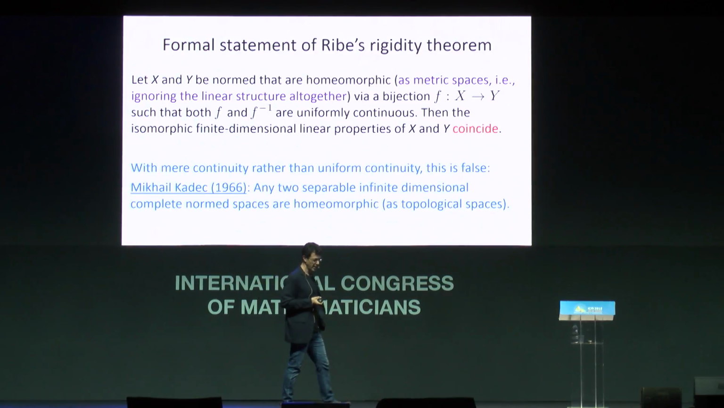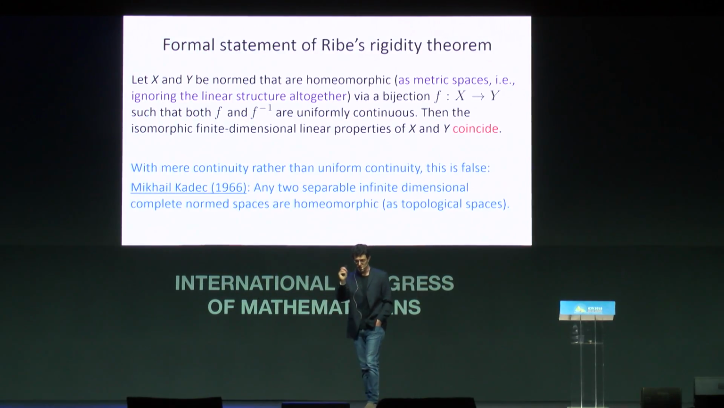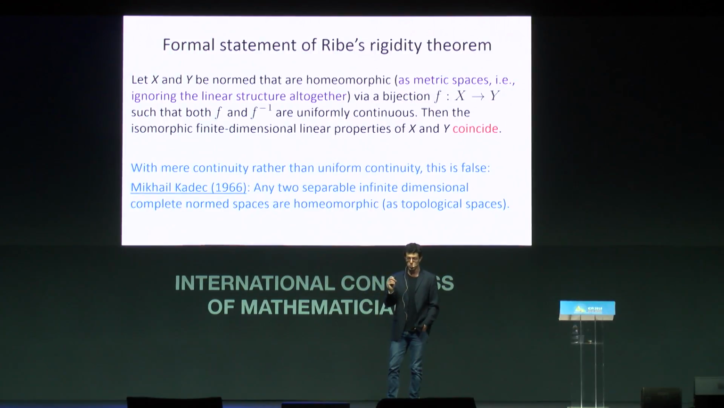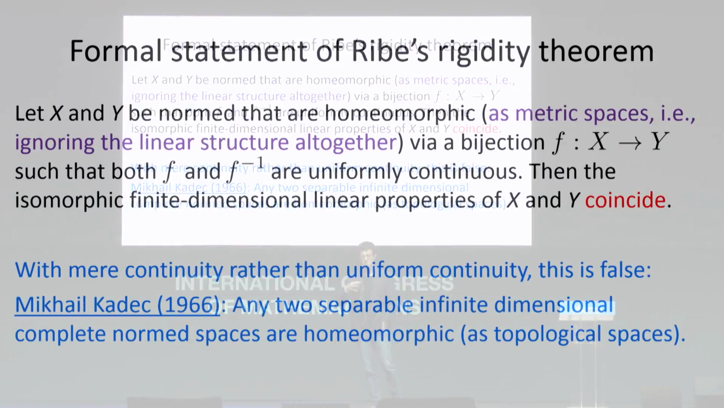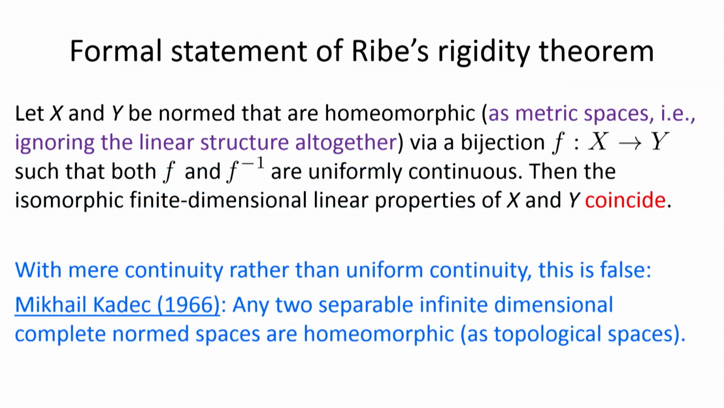And just a warning that if I replace the quantitative aspect and just allowed continuity, then a deep theorem of Kadets from the 60s says that if you think of normed spaces just as topological spaces, then any two separable infinite dimensional Banach spaces are homeomorphic. So this is really about requiring the homeomorphism to be uniformly continuous. That's an inherent aspect of this theory, that you need quantitative bounds.